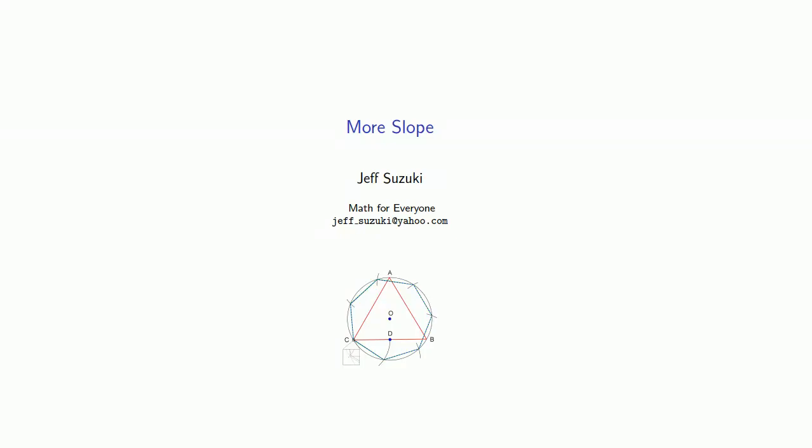Slope gives us a way to quantify this geometric idea of steepness. And what that means is that we can start to apply all of the tools of algebra to many of the problems in geometry. This does require that we find the algebraic equivalent of geometric ideas. So let's begin with a couple of simple ones like horizontal and vertical.